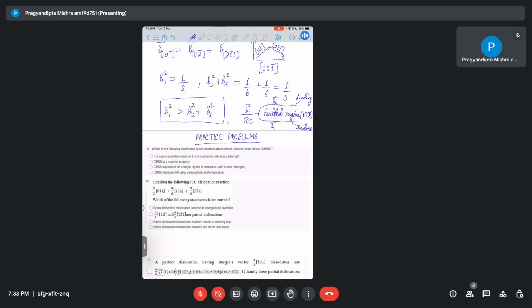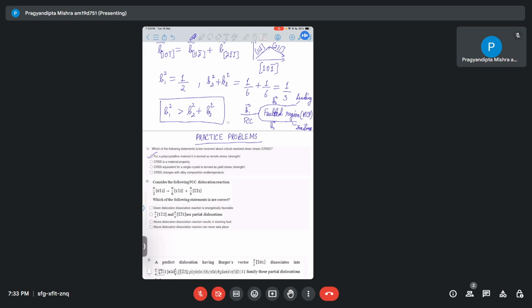Which of the following statements are incorrect about critical resolved shear stress, CRSS? So they are asking which are incorrect. Okay, so we'll see which ones are incorrect. For polycrystalline material, it is termed as tensile stress. That is incorrect, so this one is correct. CRSS is a material property, that is correct.